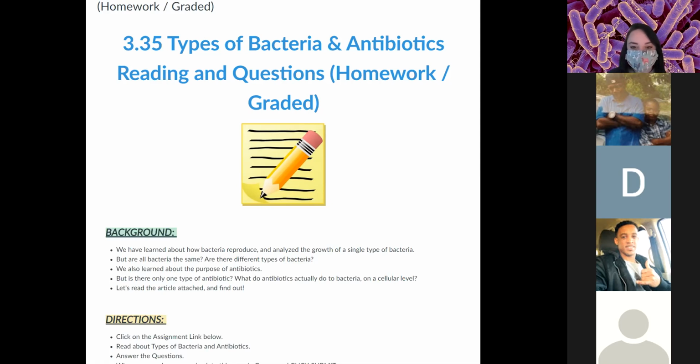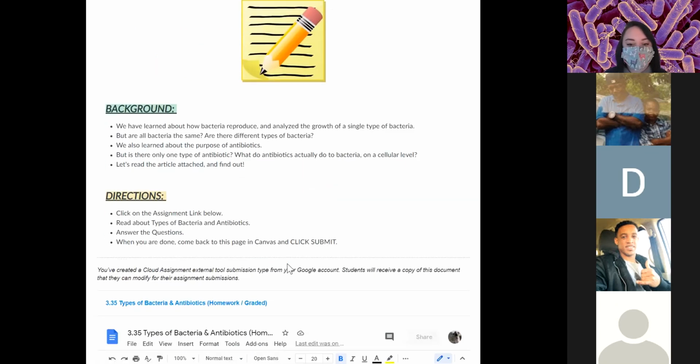So we know she has these different types of bacteria. We know that some are resistant, some are more resistant. So what are these differences? And then we know antibiotics kill bacteria, but how do they kill bacteria? What do they actually do on a cellular level to the bacteria to kill them? That's what you're going to figure out here in this assignment. So if we could all click on the blue assignment link.